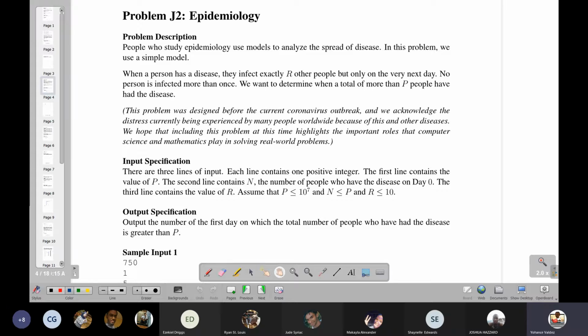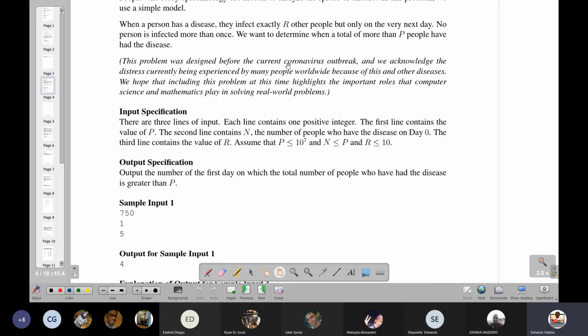Right, so the question says, people who study epidemiology use models to analyze the spread of disease. In this problem, we use a simple model. When a person has a disease, they infect exactly R other people, but only on the very next day. This is an important part to note here for this question. So they could only infect R other people once on the next day. No person is infected more than once. We want to determine when a total of more than P people have had the disease.